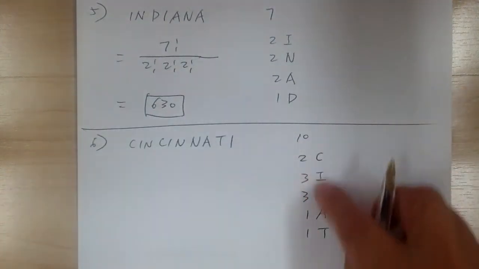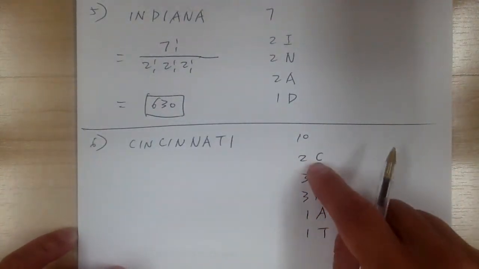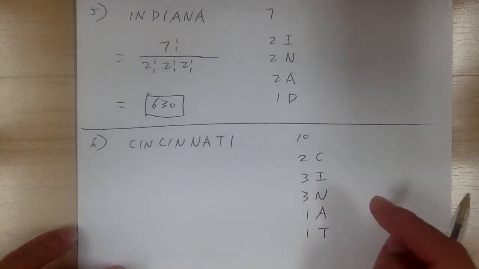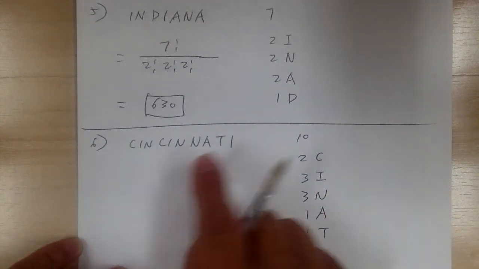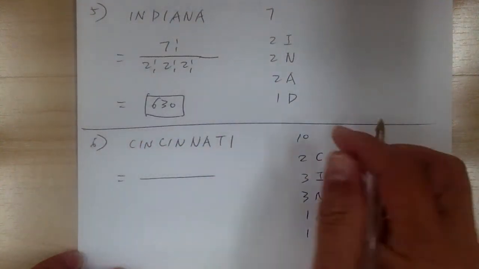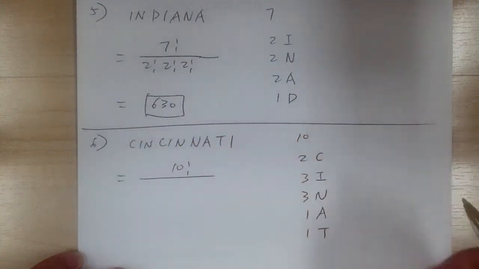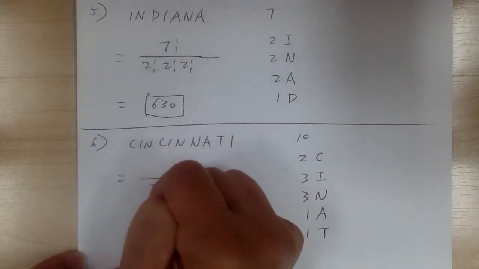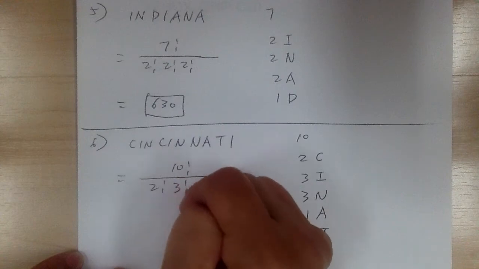Okay, so yeah, so there are 10. So you can do a quick check, make sure all the letters are accounted for, because if you miss a letter, then your answer is going to come out wrong. Okay, so 10 factorial, there are total 10. So there are 2 C's, so it would be 2 factorial, 3 I's, so it would be 3 factorial.